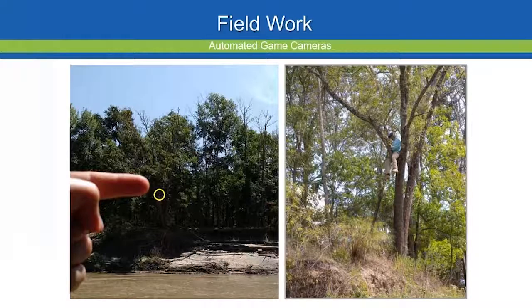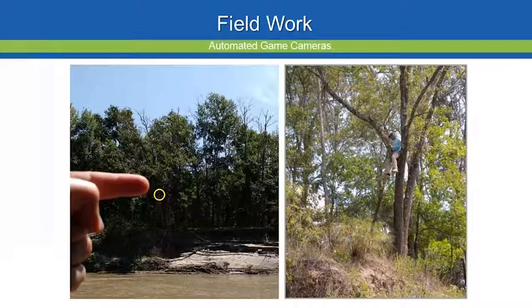A really inexpensive but high return on your investment piece of equipment is these automated game cameras. We have them set up to take pictures about every 2 hours, and we set them up high in these trees, shoot them down at the river, and we can see. We can tie the flow. We know the flow from the gauge, and then we can tie that to the picture of these cross sections. When are we inundating these different types of backwater habitat? When are we getting out into the floodplain?